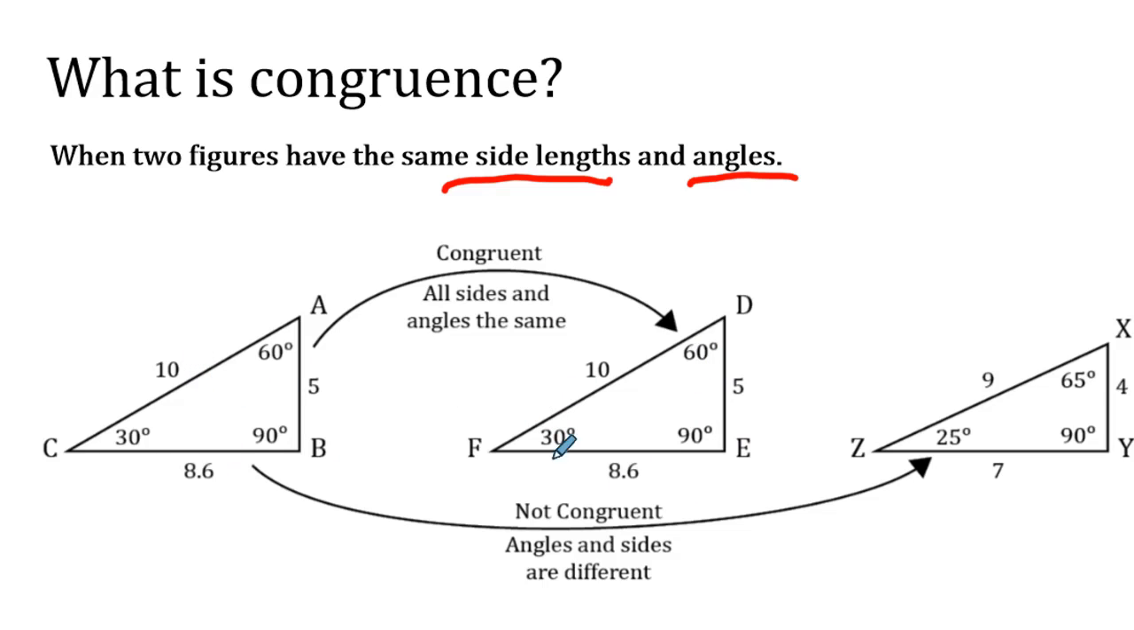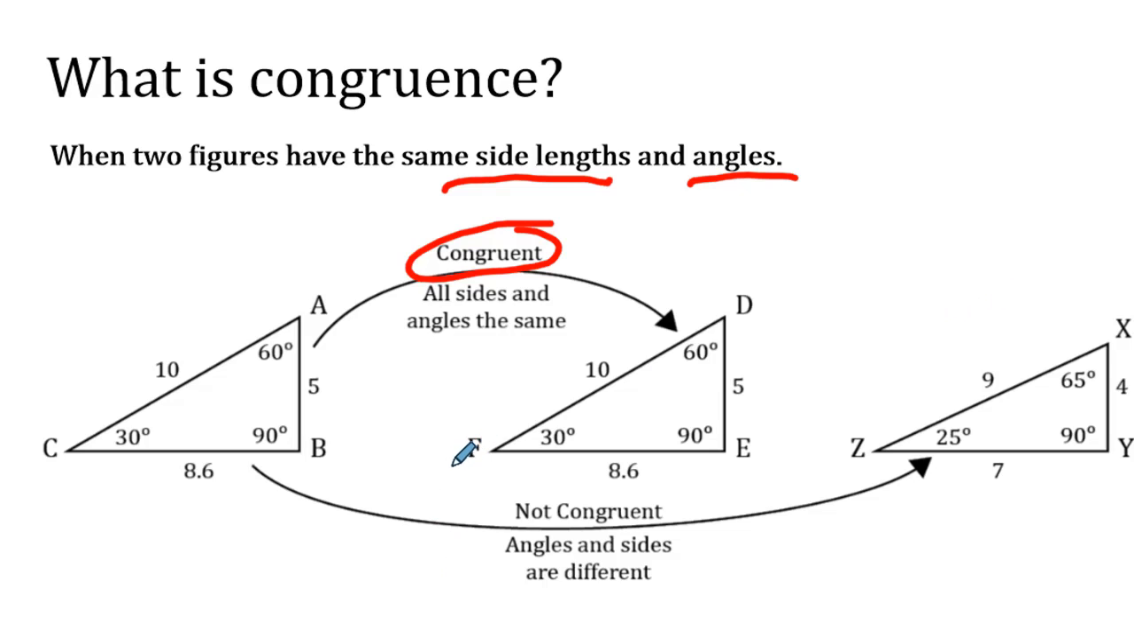And then check out the side lengths as well. So what do we notice about that? Yeah, all the side lengths are the same as well: 10, 5, and look at the last one, 8.6. Okay, so bam, these are definitely congruent. All the sides and angles are the same. That's it. If you understand that, you got the concept of this whole section. It's not too bad, right?